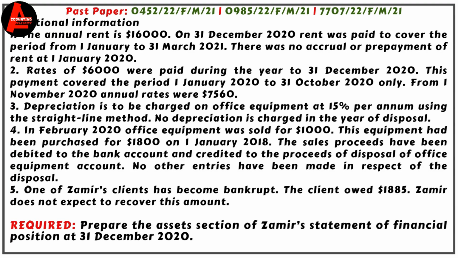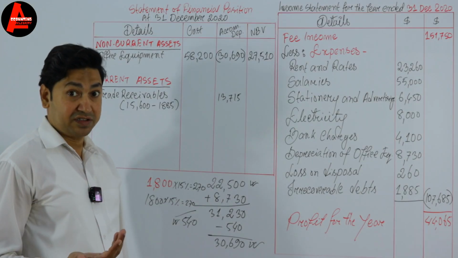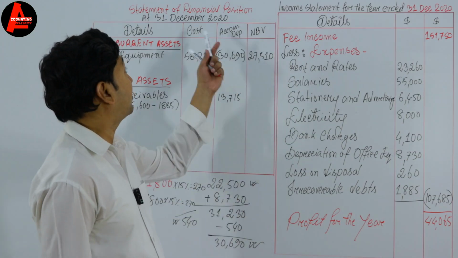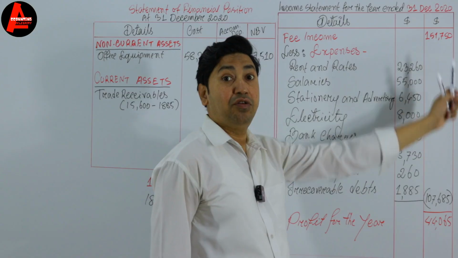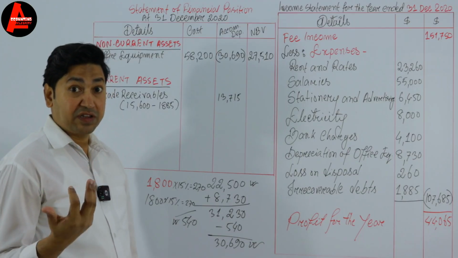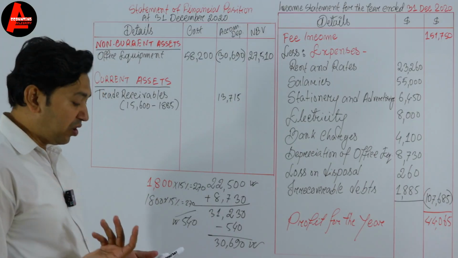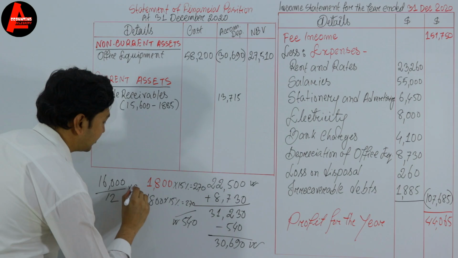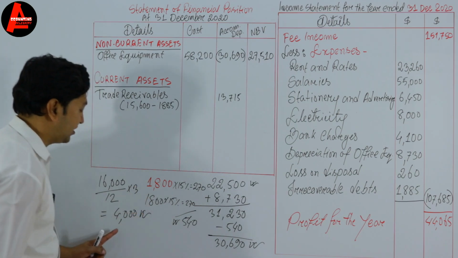So here adjustment number 1. The annual rent is $16,000. On 31st December 2020, rent was paid to cover the period from 1st January 2020 to 31st March 2021. Okay, so here the annual rent is $16,000, but we paid rent for 3 months in advance. We are doing this account for the year ended 31st December 2020, but we paid rent until 31st March 2021. So January, February, March, 3 months we paid in advance. So if for 12 months we pay $16,000, how much do we pay for 3 months? Simple calculation, it is $4,000. Okay, this is paid in advance.